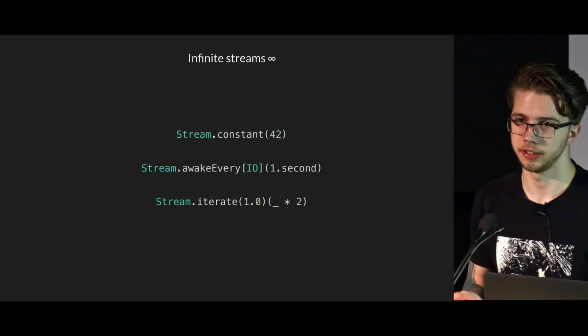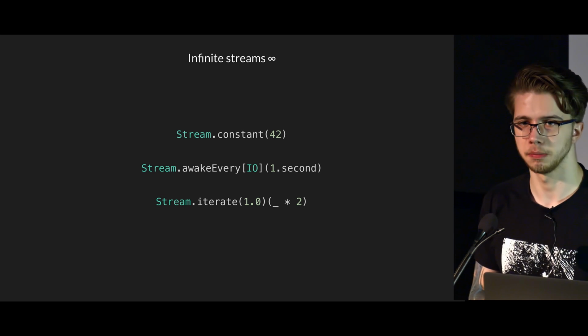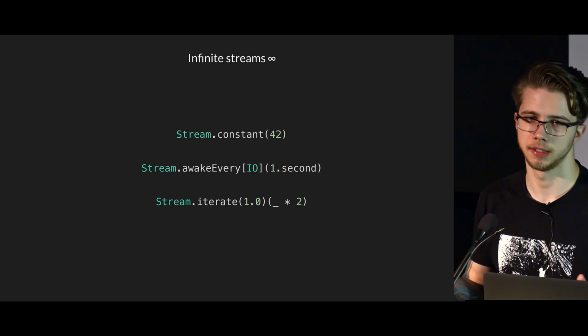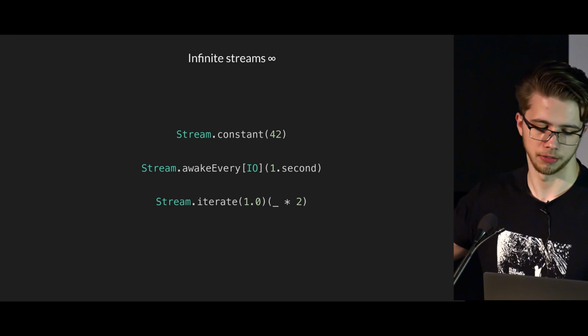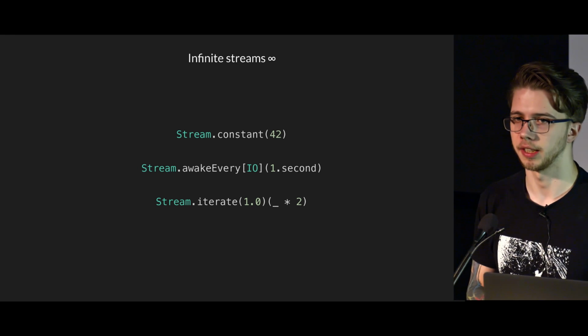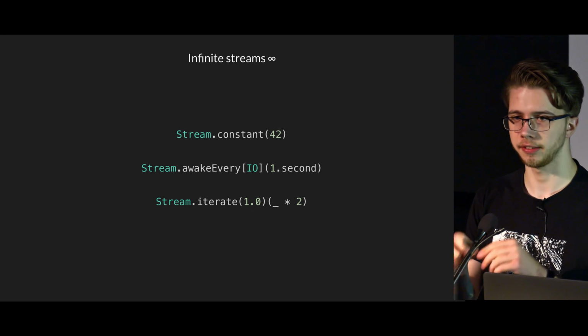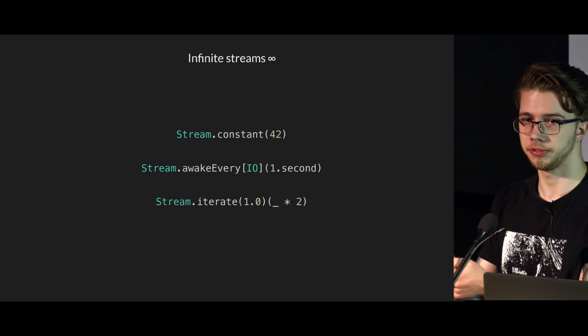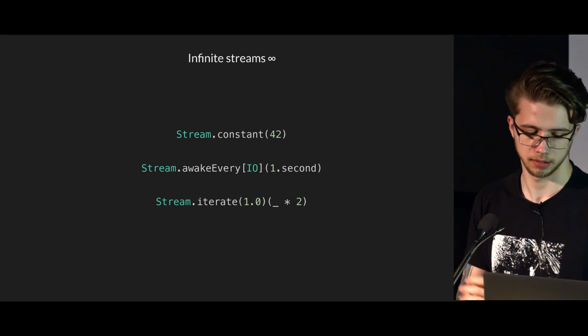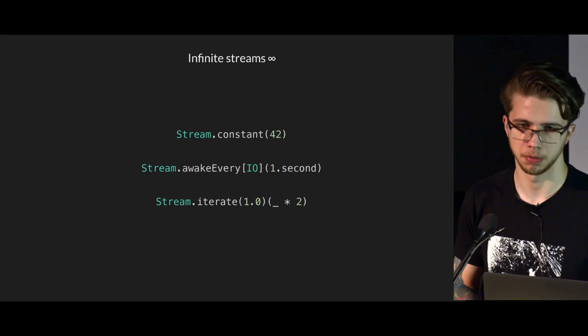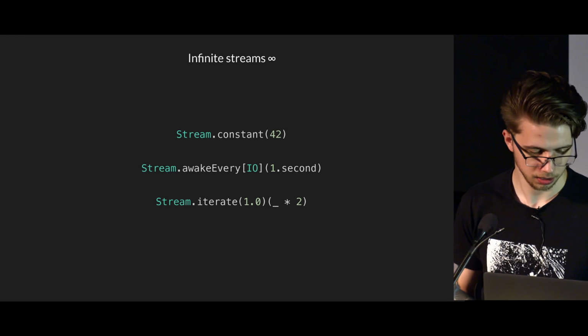But there are also infinite streams, which I've already mentioned. For example, stream constant will emit an infinite amount of 42 in this case. And we can still run that stream as a pure stream if we first limit the amount of elements, which will be mentioned on the next slide.